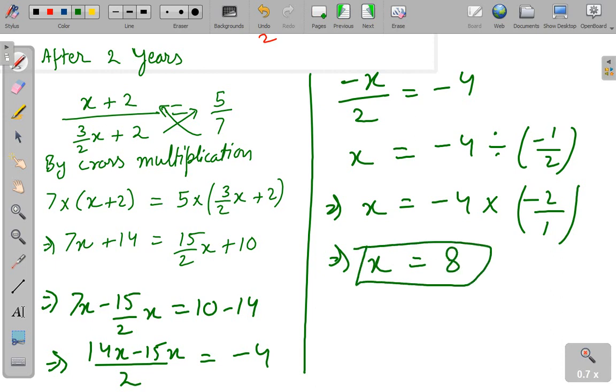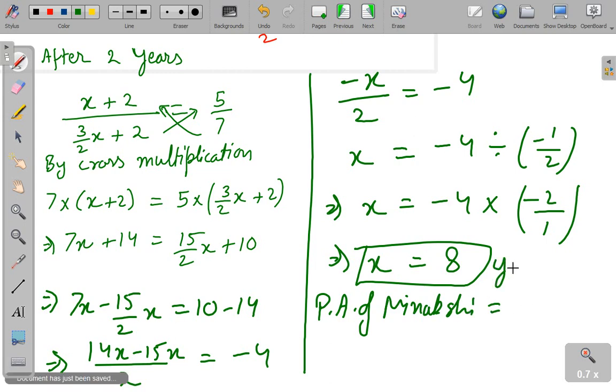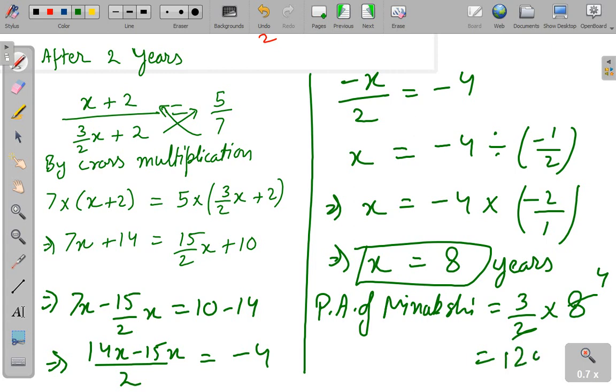So the present age of Mohit is 8 years, and the present age of Meenakshi is 3 upon 2 into 8, that is 4 3s are 12 years. So from this we can easily gather that Meenakshi is 4 years older than the other boy, Mohit.